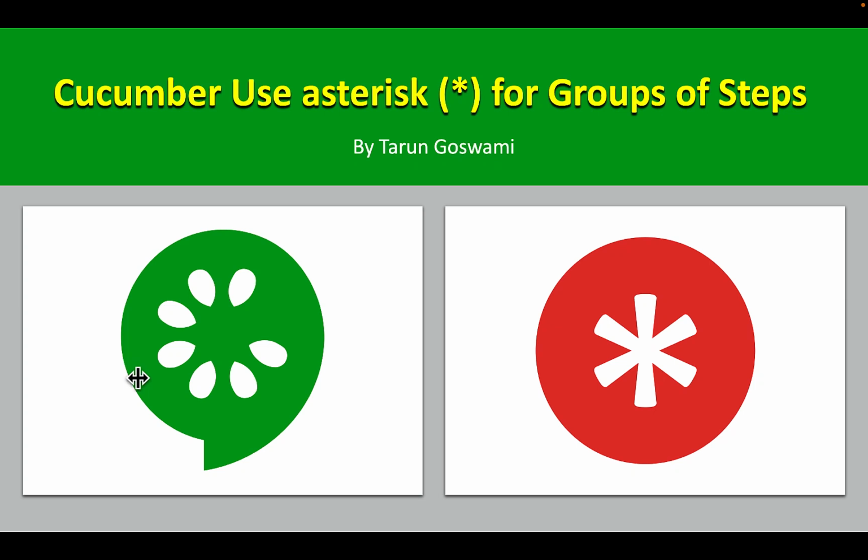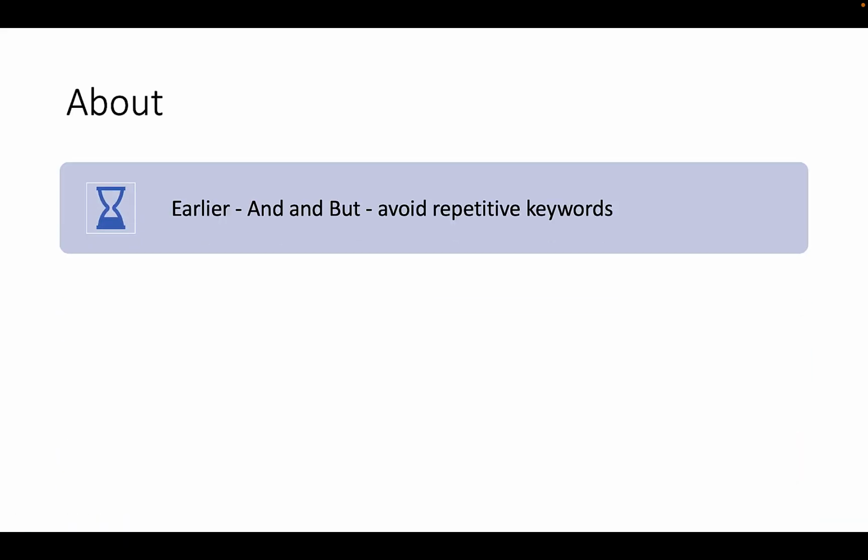Hello everyone, today let's discuss how to use asterisk in Cucumber for groups of steps. In one of our previous videos, we discussed how to use And and But in Cucumber to avoid repetitive keywords and make our scenario more readable and expressive.